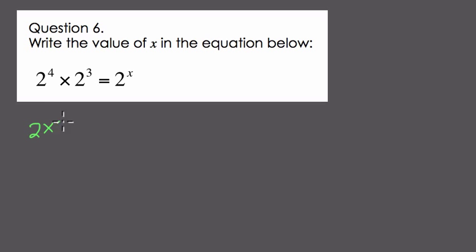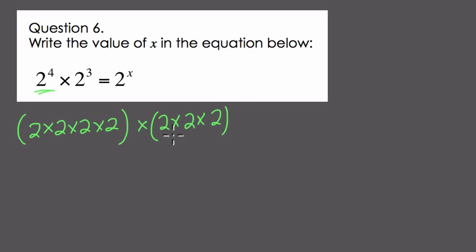given. So 2 to the 4th is 2 times 2 times 2 times 2. I'm putting that in parentheses because order of operations tells us that this exponent grouping comes first, times 2 to the 3rd, which is just 3 2's being multiplied, right? 2 times 2 times 2, and that equals 2 to some power x.